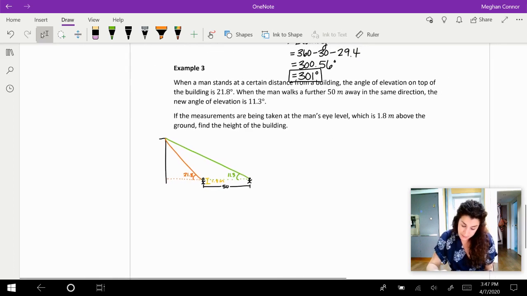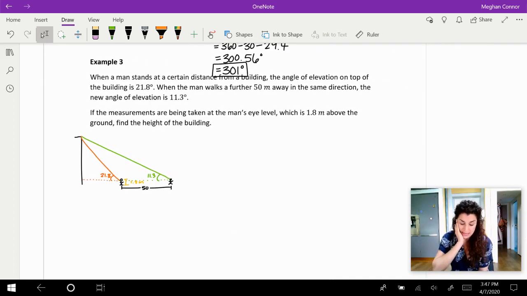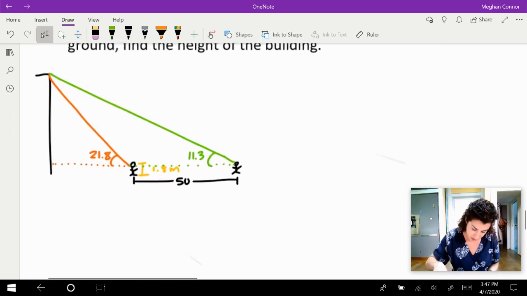I am looking at all of this information that's been given to me. I need to find the height of the building, and I'm moving from the information that I do have into information that I want to find. I don't have any full side lengths of any of the triangles. However, if you shift your focus to that furthest right triangle, the one formed with the green and the 11.3, I have the full side length of 50 there, and then I have an angle. So that seems like a good place to start.